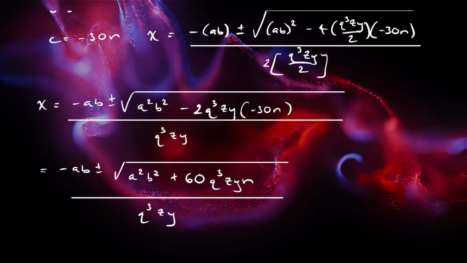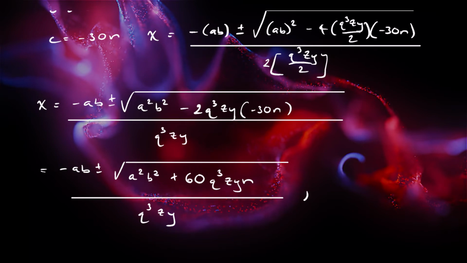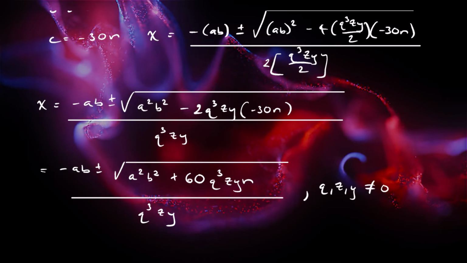But let's be more specific. How can this be true? This can only be true if our denominator is not 0. If it's 0, then we can't divide by 0. So we have to specify q, z, and y cannot be equal to 0. If they're equal to 0, then this answer is invalid.